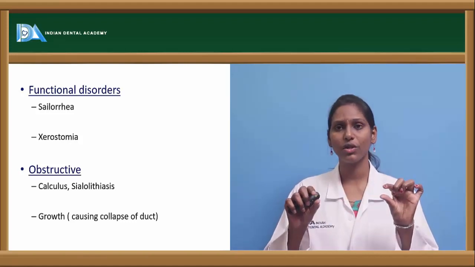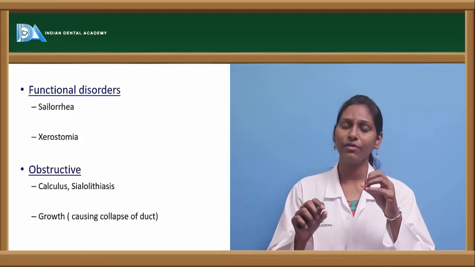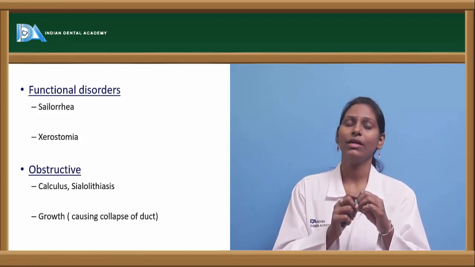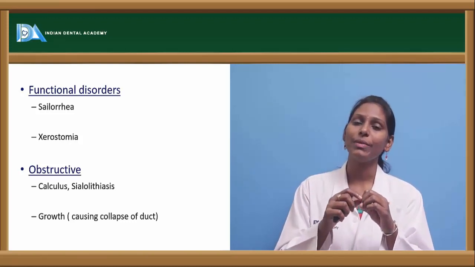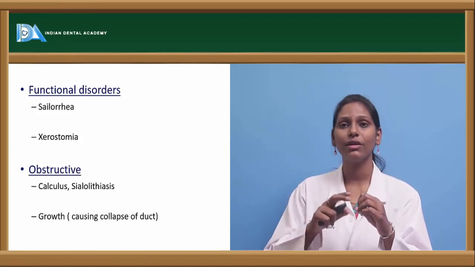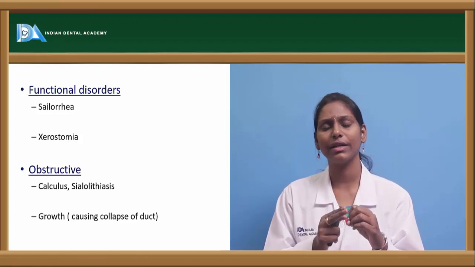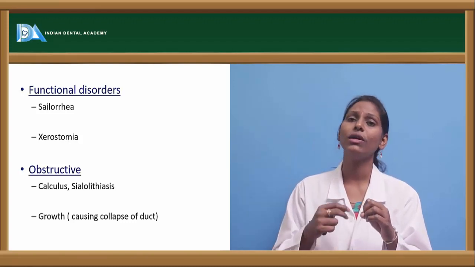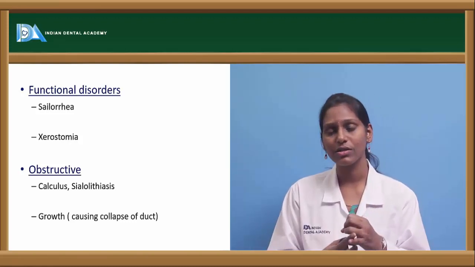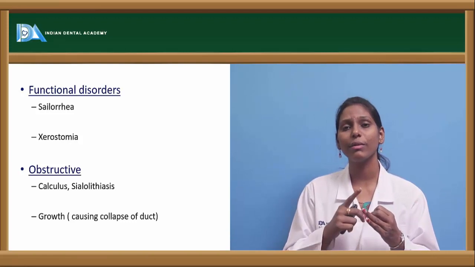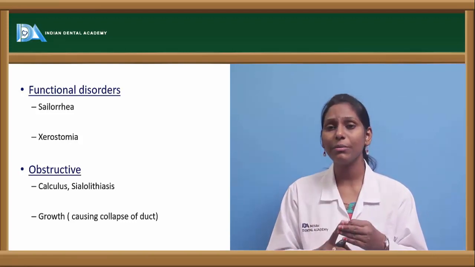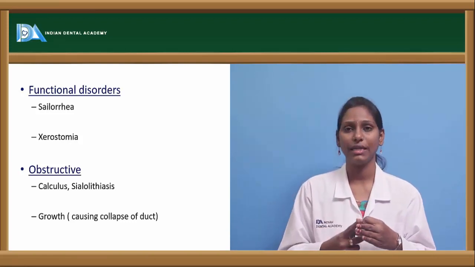See, for example, this is your duct and we have a sialolith here which is obstructing the flow of saliva. With this, there will be swelling in the region, in the proximal part of wherever the salivary stone is present. It can lead to a functional disorder, and because of obstruction, there will be pooling of saliva there, resulting in pain or tenderness of the particular gland.